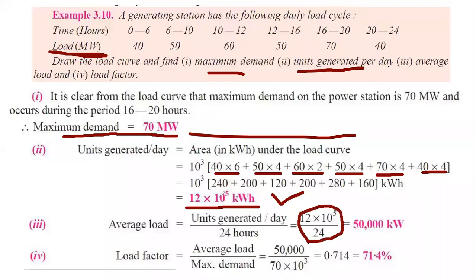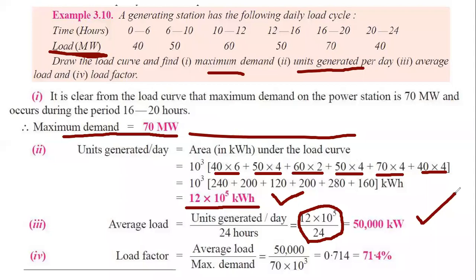So the units generated is the total 24 hours generation. If we divide by 24, we get the average for 1 hour. That 1 hour data is the average load, that is 50,000 kilowatt. So we got the average load also.